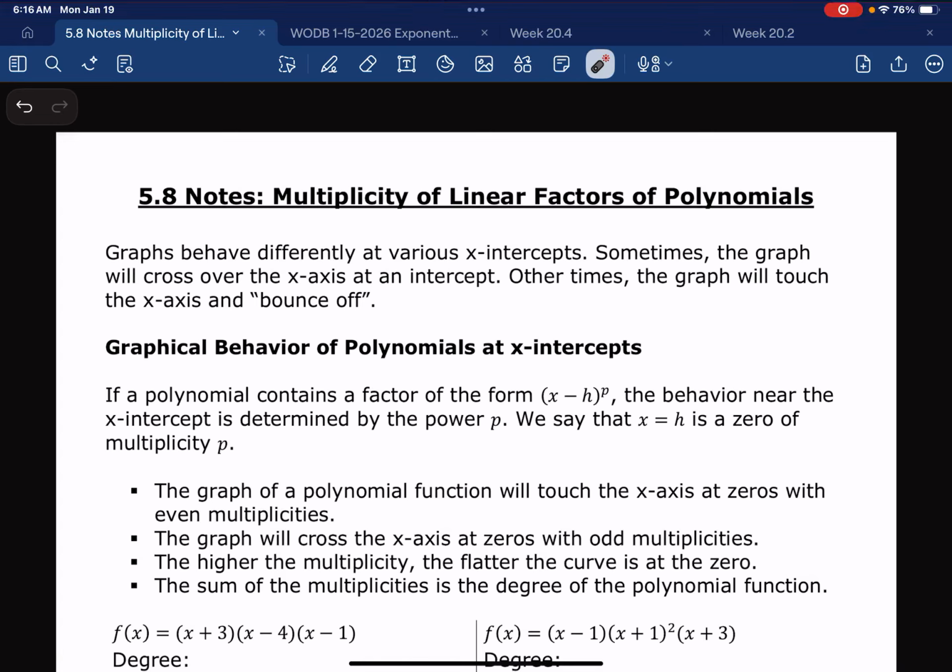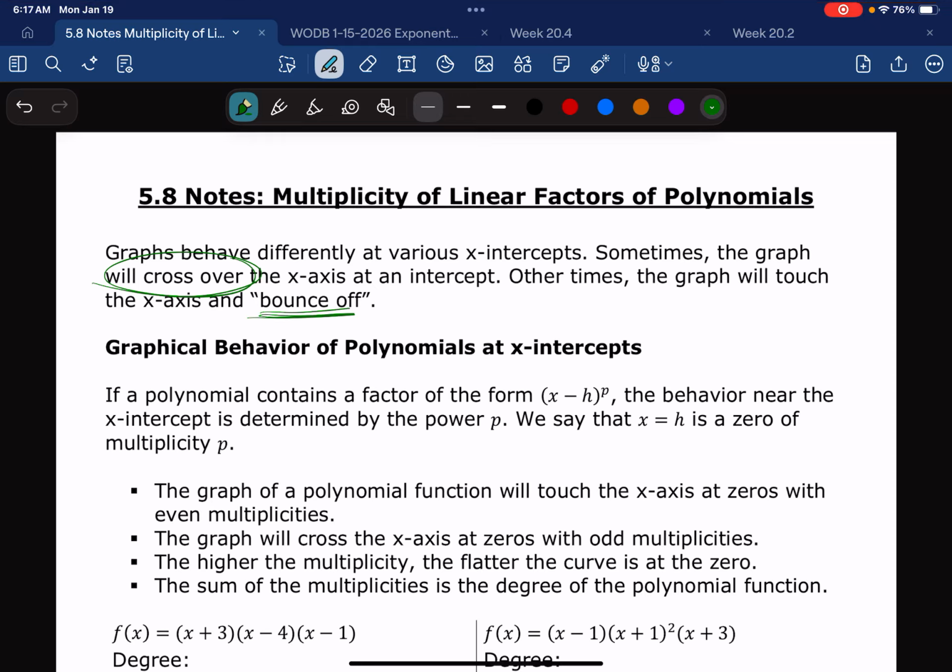Multiplicity of linear factors in polynomials. All right, graphs are going to behave differently at various different x-intercepts. Sometimes your graph is going to cross over the x-axis at the x-intercept, and then other times it's just going to touch and bounce off of the x-axis. Okay, we'll look at that in just a second.